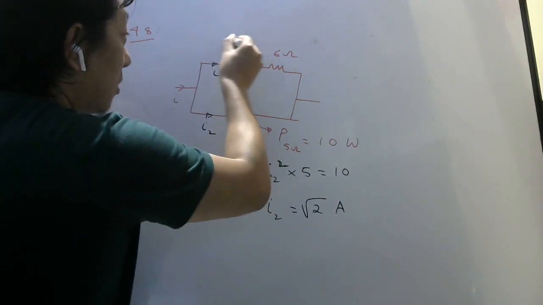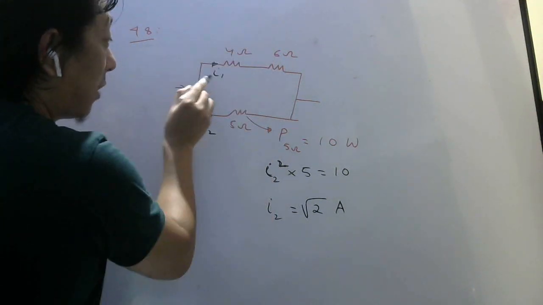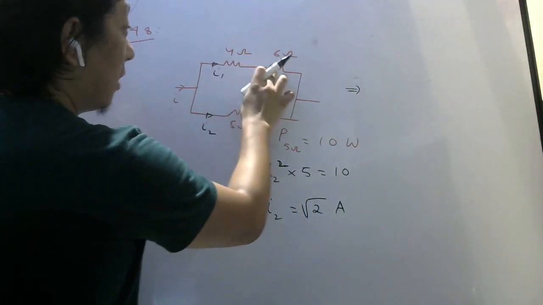Now they want the power consumed by only this one. So I have to find this current. Now for that, what I will do first: let me take this 4 and this 6.